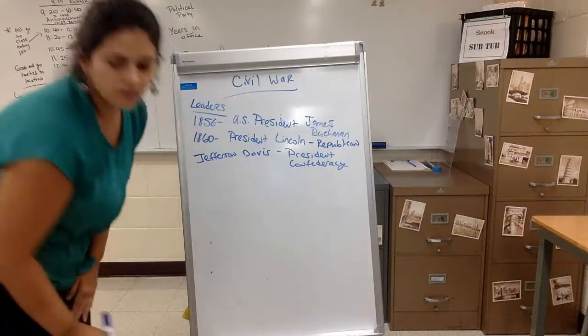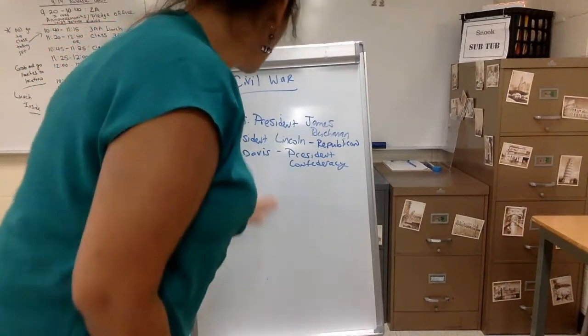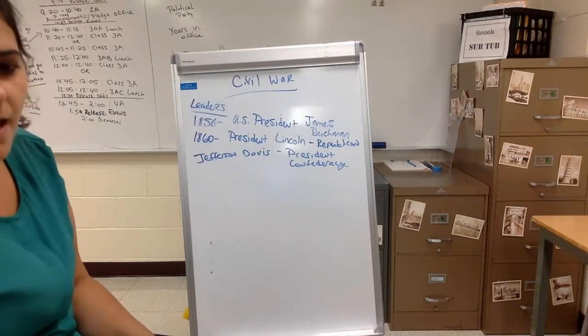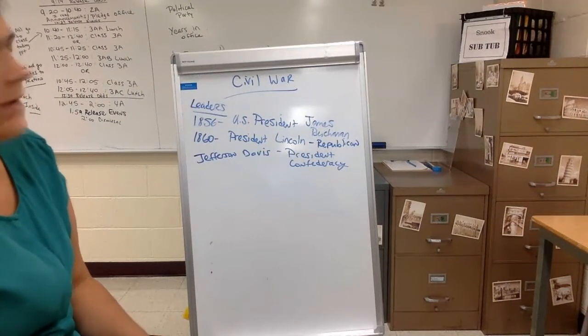They're not all powerful, right? They want it to be all about states' rights here. But Jefferson Davis is their elected leader. They meet in Richmond, Virginia. They decide that's the capital. And they have to come up with a game plan, a strategy right away.